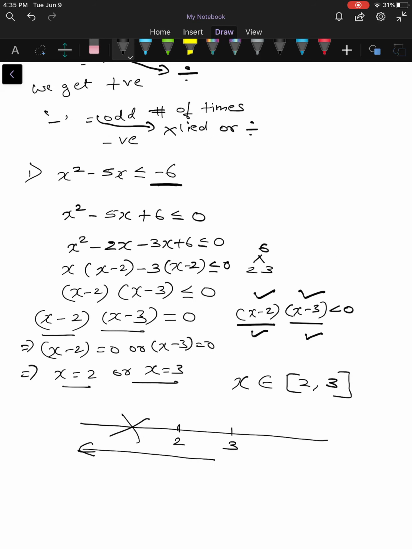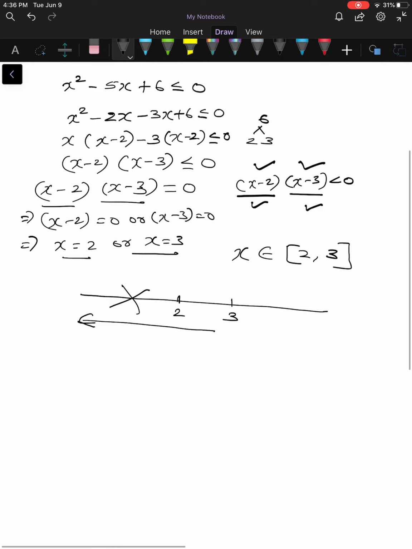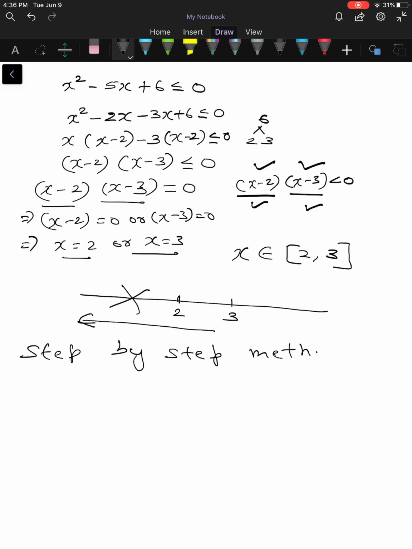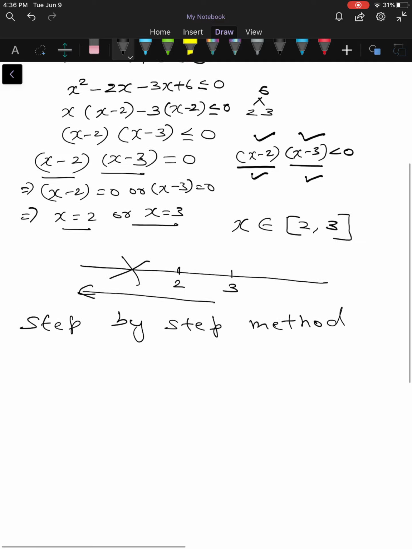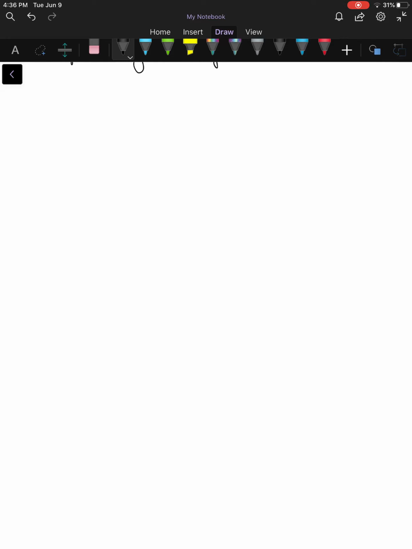So this went by a very vague method, and it is not possible to discuss the type of solutions this way. There is a step by step method that you can follow to solve nonlinear inequalities. So all the steps go like this. We will consider the same inequality, which is x square minus 5x is less than or equal to negative 6.